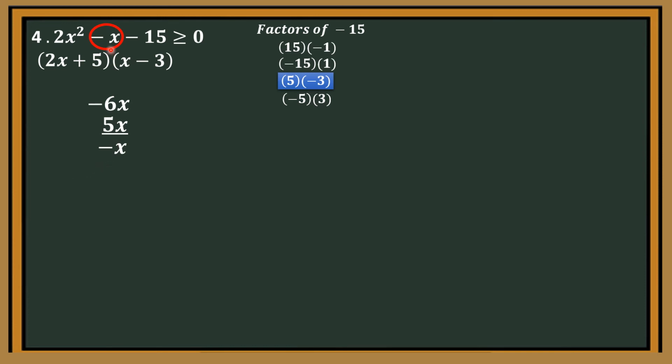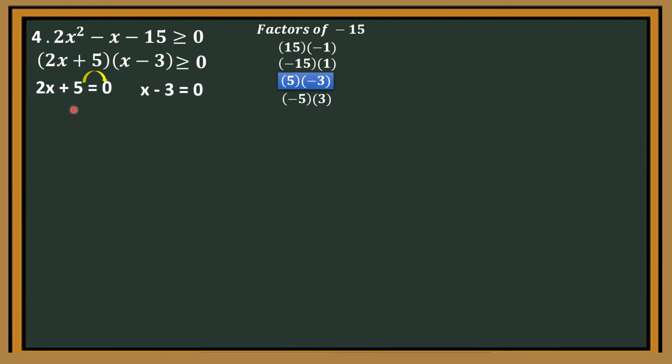Therefore, tama siya. Then, yung last, i-check natin kung negative 15 nga. 5 times negative 3, the answer is negative 15. So, you just copy greater than or equal to 0. Then, let us equate this to 0. So, 2x plus 5 is equal to 0. And the other one, x minus 3 is equal to 0. Let us solve for x.